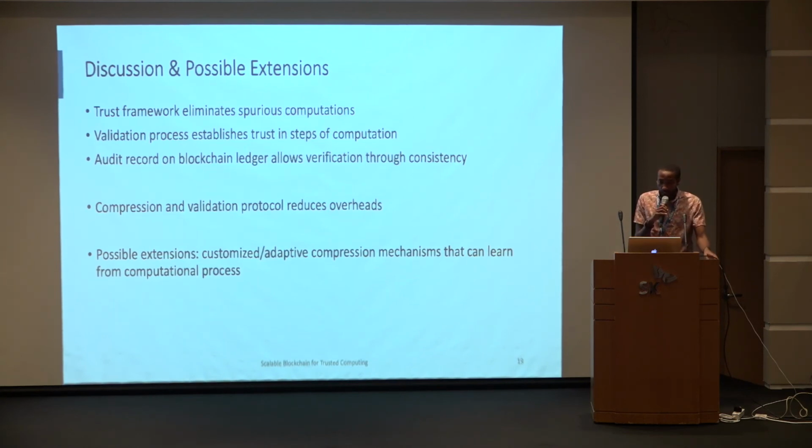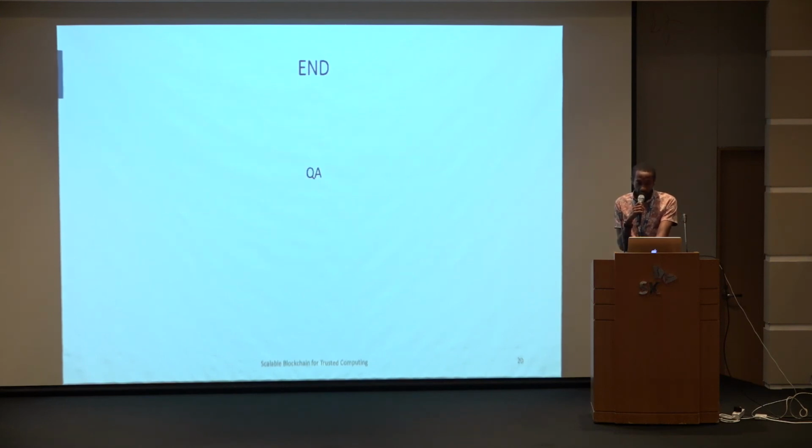One possible extension that we are looking at is a customized adaptive compression mechanism that can learn from computational processes. Can we make one model learn from another model, so that when you're running a model, it doesn't start from scratch, but can pick up from where a given model had left off? This is very critical in the disease modeling community because of the long periods of time that they have to run. So that's all.